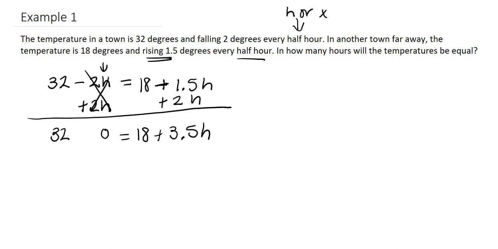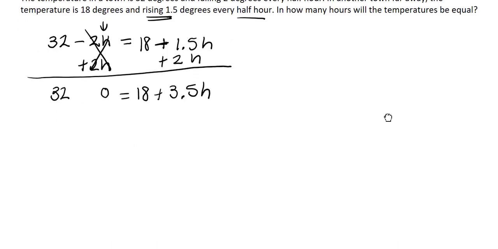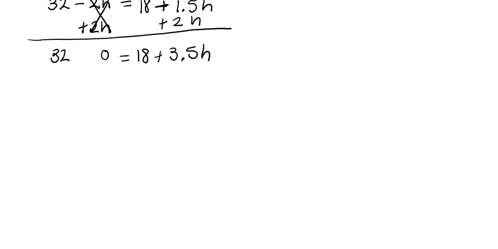So what's our next step? Our next step is to get rid of the number on the right-hand side. So we have to do the opposite. This is positive, so we're going to subtract 18 on the right. And then we have to do it on the left also, because whatever we do to one side, in order to balance it out, we have to do to the other. So then this just becomes 0.